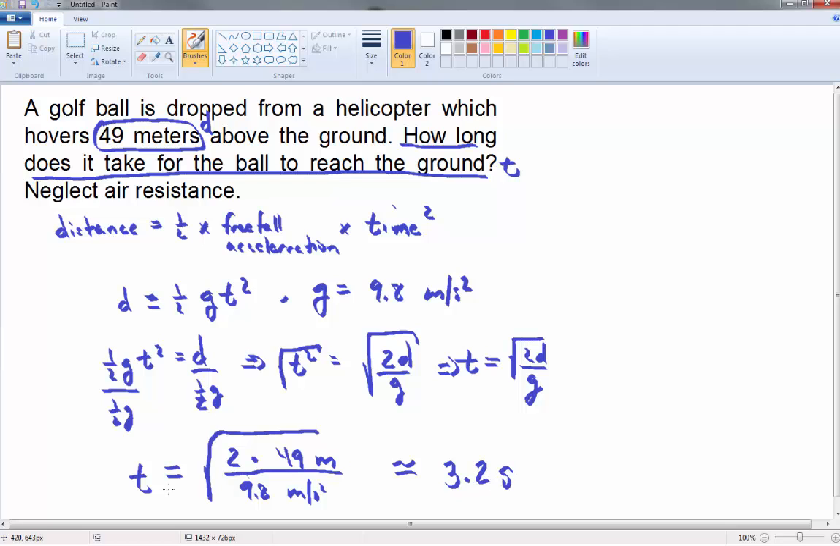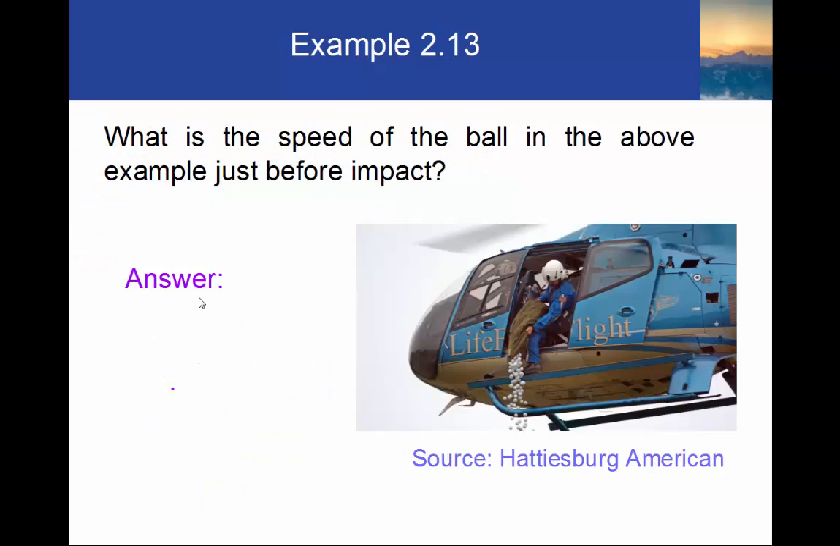So the follow-up question for that is, what is the speed of the ball in the above example just before impact? So how fast is it going right before it hits the ground? Well, this is basically the same question that we had earlier about the rock being dropped from a certain height and then figuring out how fast it is after 2 seconds. Now we're figuring out how fast does this thing travel after 3.2 seconds. And it turns out the acceleration is even the same.